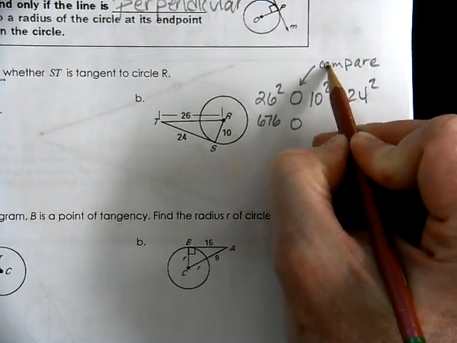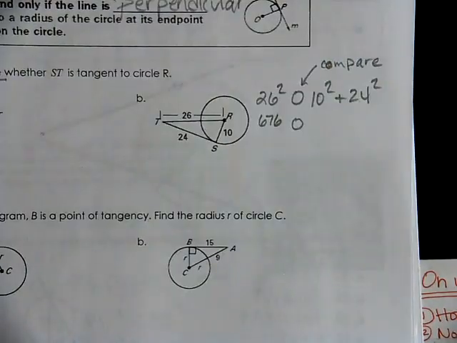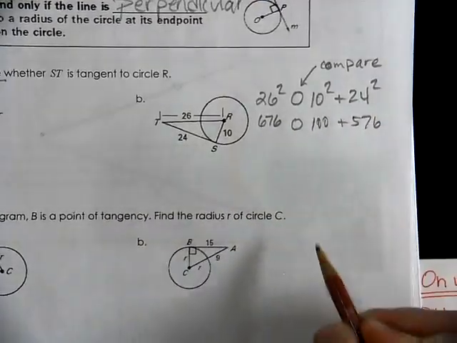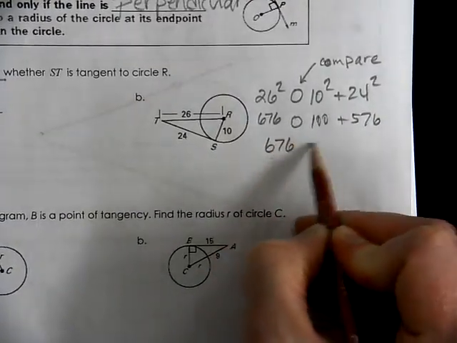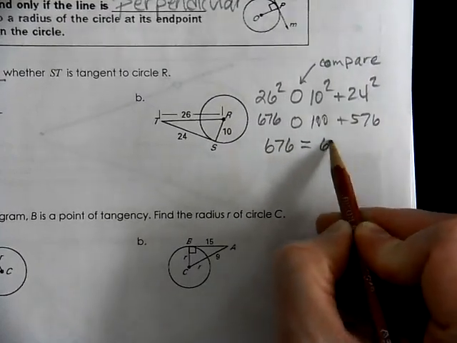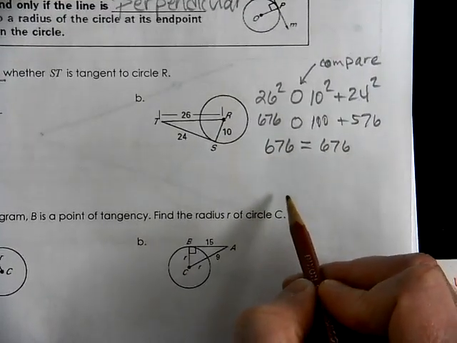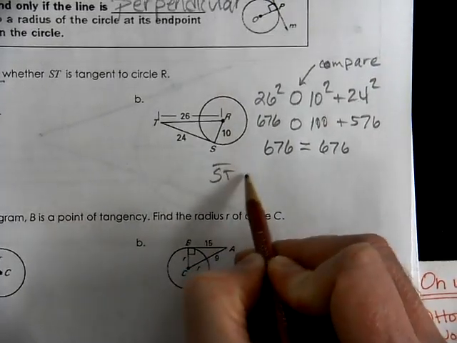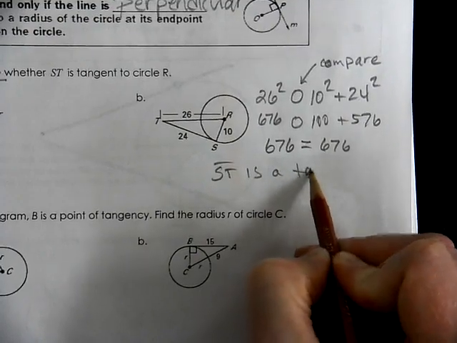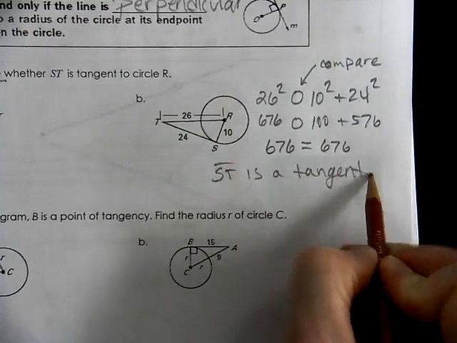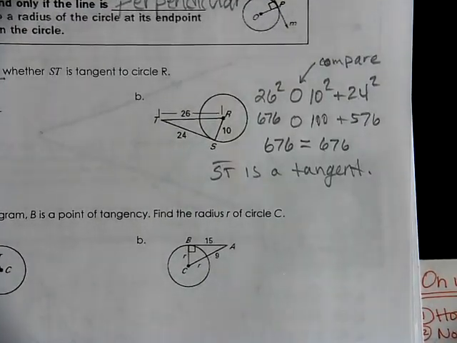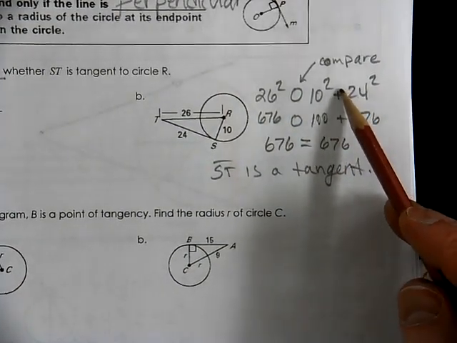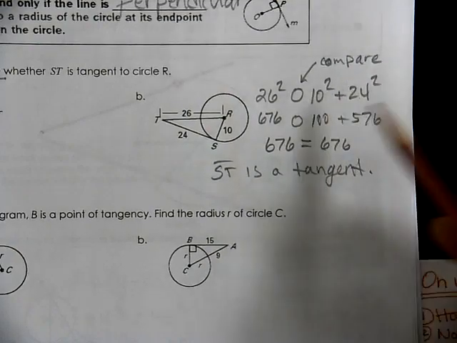Compare 100 and 576. So yes, we see that 676 is going to equal 676. Therefore, ST is a tangent because it formed a right angle. The longest side squared equals the sum of the squares of the other two sides.